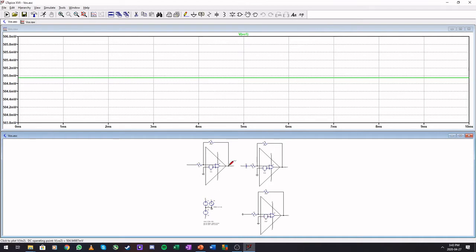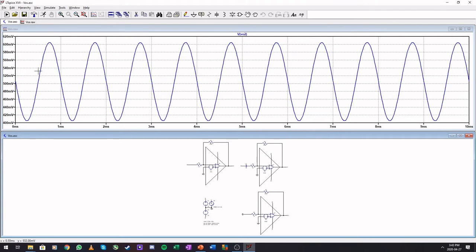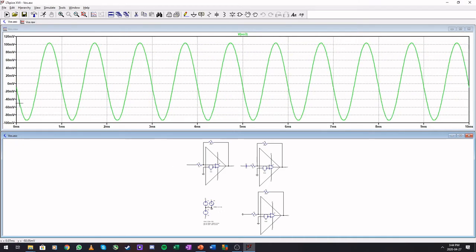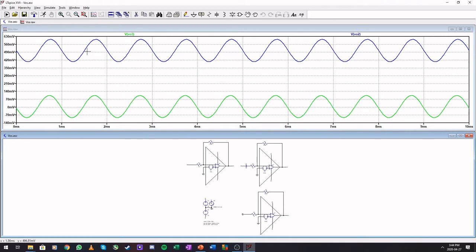If we have a look at the one with a sinusoid, our sinusoid is being offset by this 505 millivolts. And if we have a look at the one with the capacitor, this has been moved downwards. But you can see that there is still a bit of an offset on this, which is that 5 millivolts right here. But the big offset has been removed. So here's the original signal without the cap, and here is the signal with the capacitor.